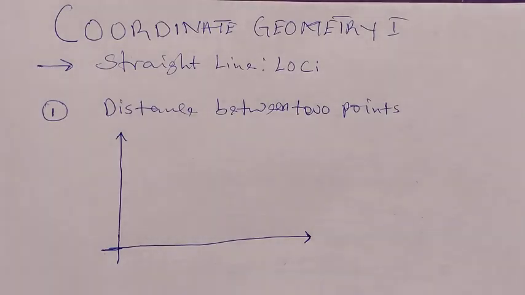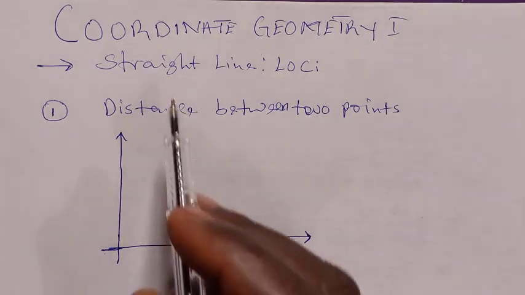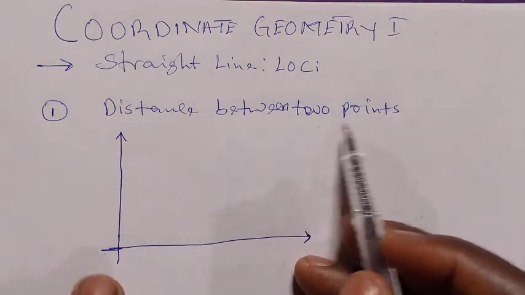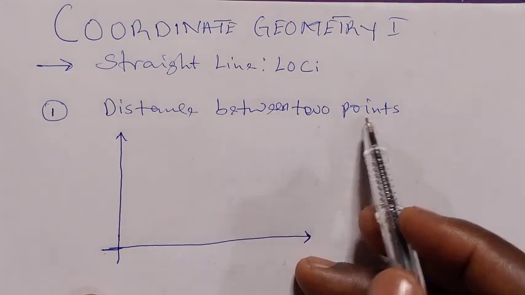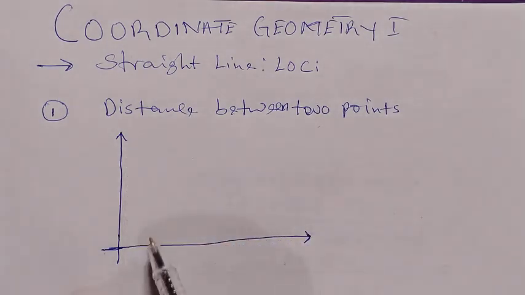Okay, welcome to Biomathematics, and we are starting a new series today. It's a long topic that I would like to go through with you. The first one here is coordinate geometry 1. We'll be taking straight line, which is loci, and then the first thing, introduction to this particular topic, is distance between 2 points. Distance between 2 points, and we'll be using a Cartesian plane.